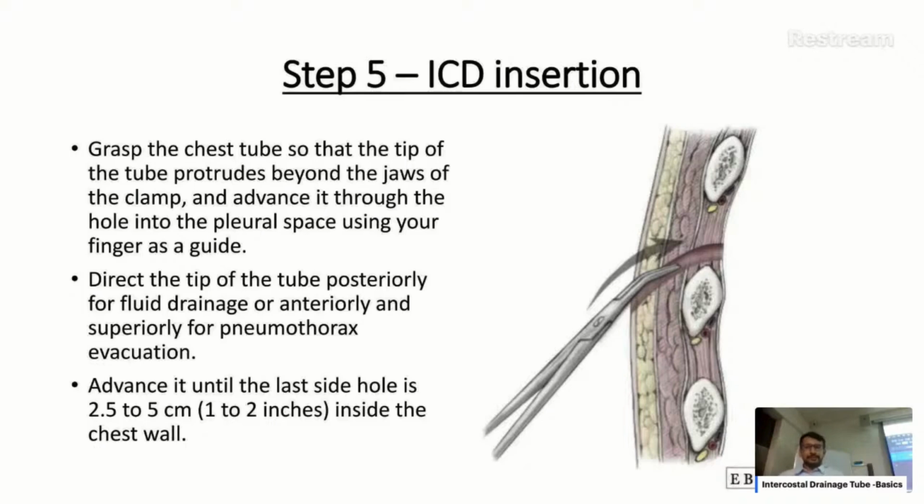Now ICD insertion. The ICD tube is grasped by the tip of the forceps and advanced through the hole which we just made into the pleural space using our fingers as a guide. The tip of the tube is posterior for the fluid. This is actually the placement, which is ideal, but it doesn't make much difference. The tip of the tube posteriorly for the fluid drainage or anteriorly and superiorly for the pneumothorax evacuation.